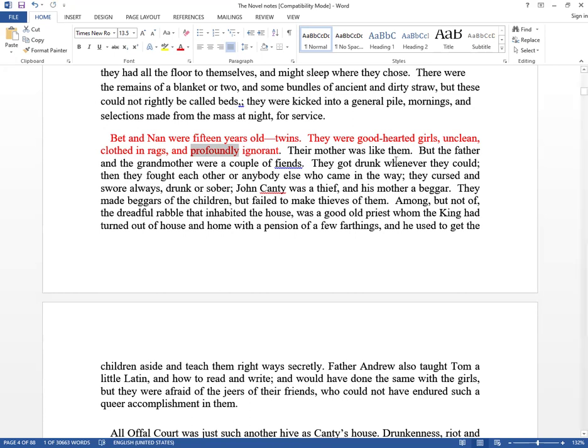Their mother was like them. Even Tom's mother had the same qualities. She is also physically unclean, but inwardly she is a good-hearted woman.